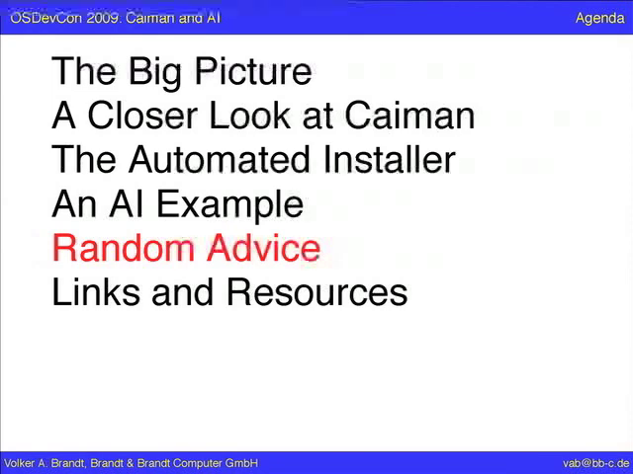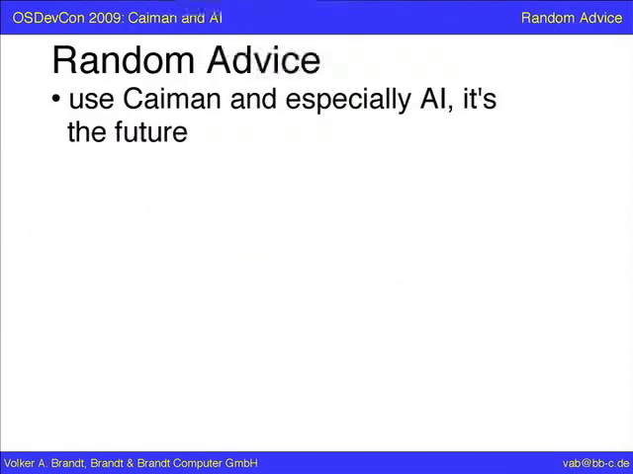So, random advice, what do I mean by this? These are just points I found that I would like to give you to take home. Use Caiman and especially use AI. AI cannot do many things that Custom JumpStart can do, basically because there's not so much scripting, and there's no scripting inside the packages. Use it. It's the future. It will be there. It will be replacing Custom JumpStart.